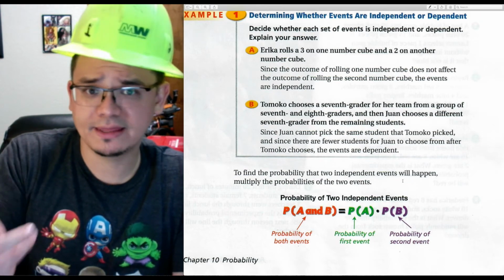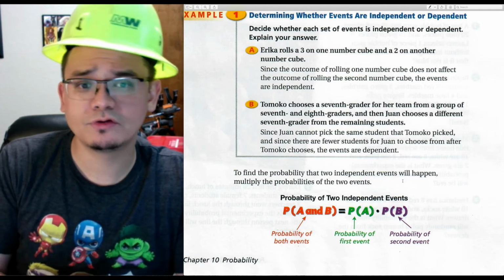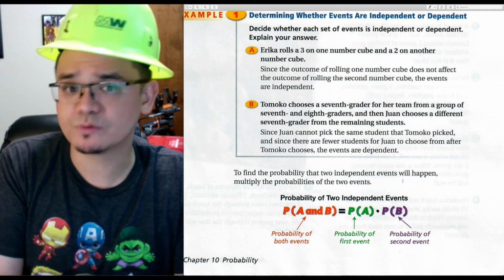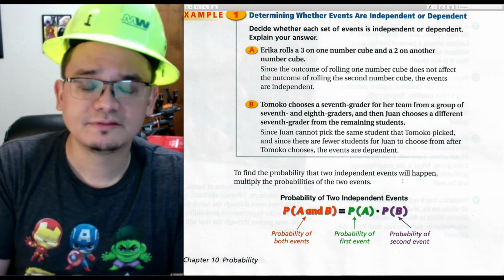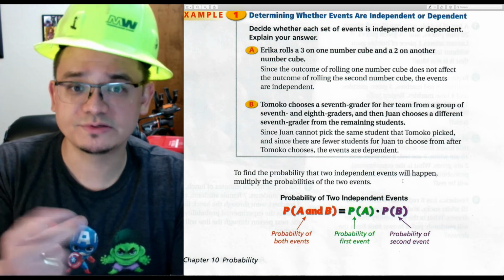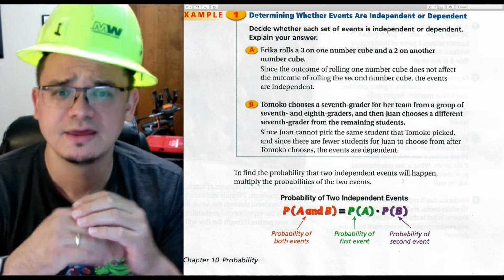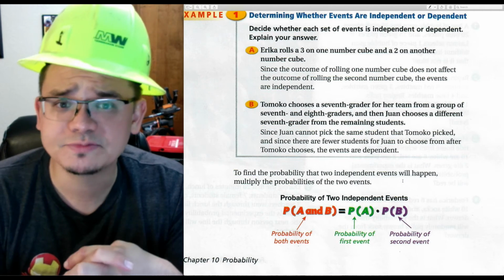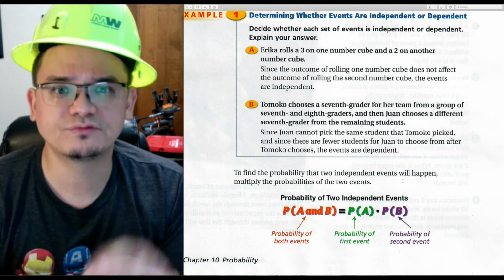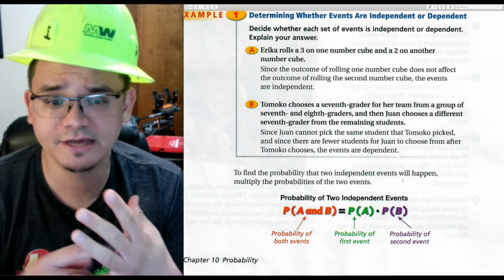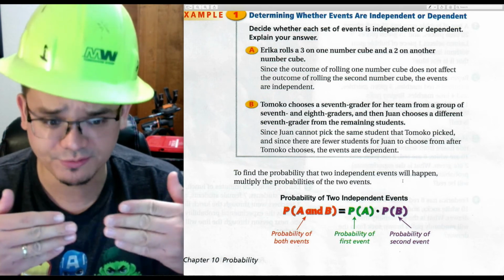To find the probability that two independent events will happen, multiply the probabilities of the two events. So, again, it's going back to the rolling of the dice. If you want to know the probability that you'll roll a 2 twice, then you have to take the probability of rolling a 2 once, which is 1 over 6, and the probability of rolling a 2 a second time, which is another 1 over 6, and then multiply them. So 1/6 times 1/6 equals 1 over 36. So you have a 1 in 36 chance of rolling two 2s in a row. Got it? And so those are independent events, and so we just have to multiply the probabilities of both events.